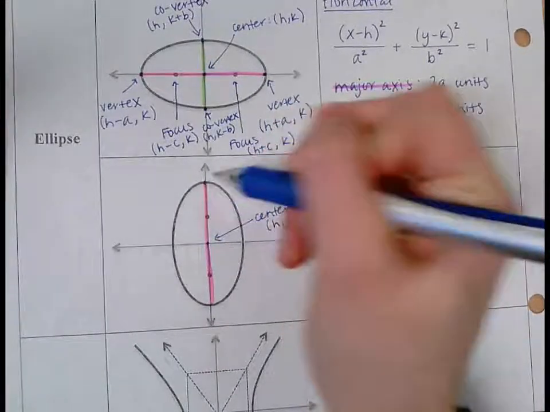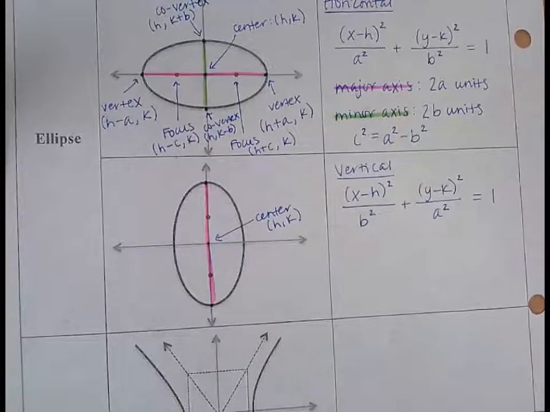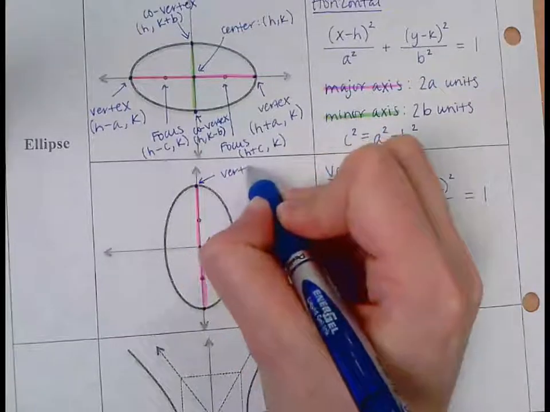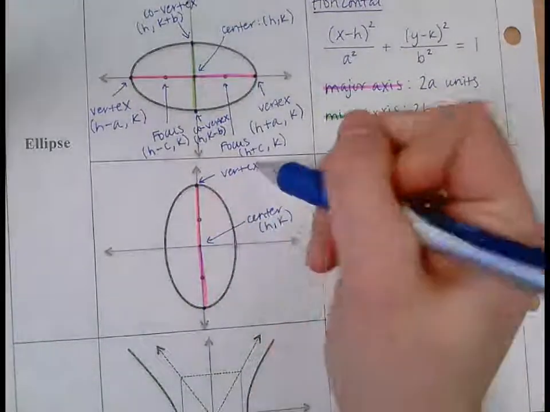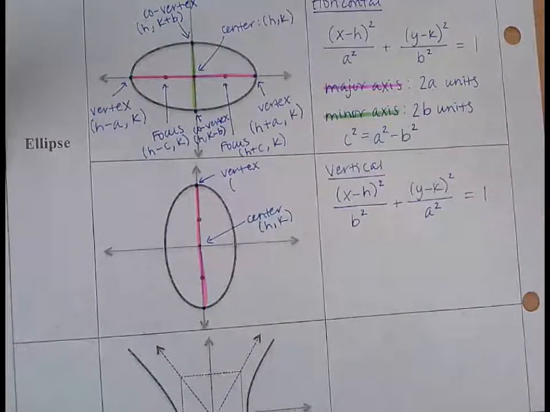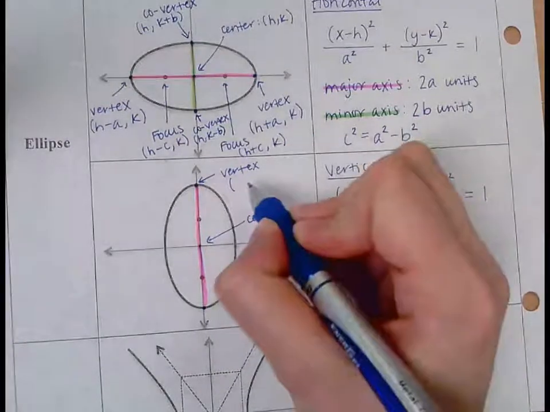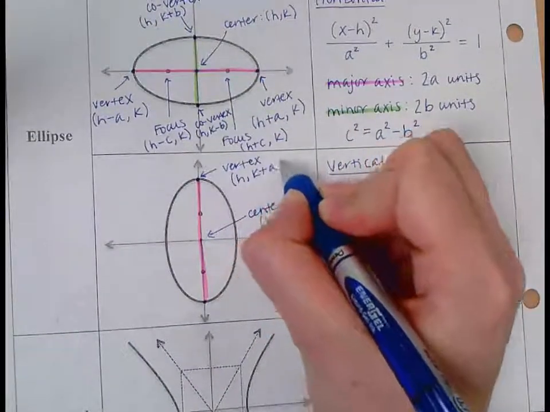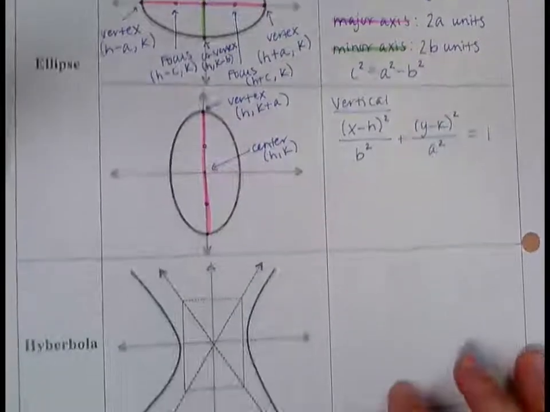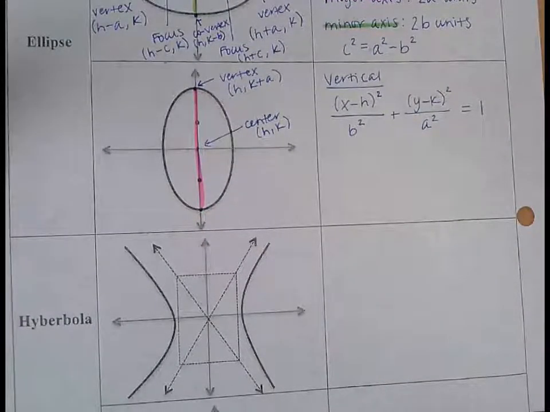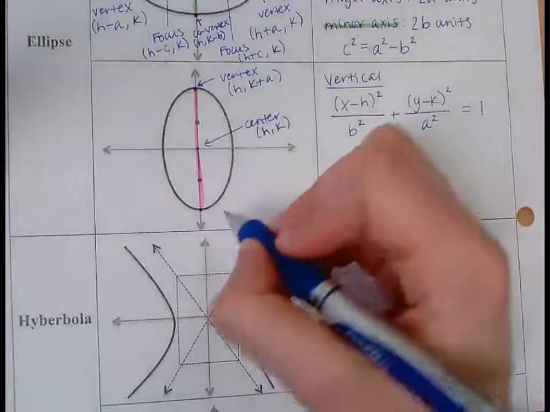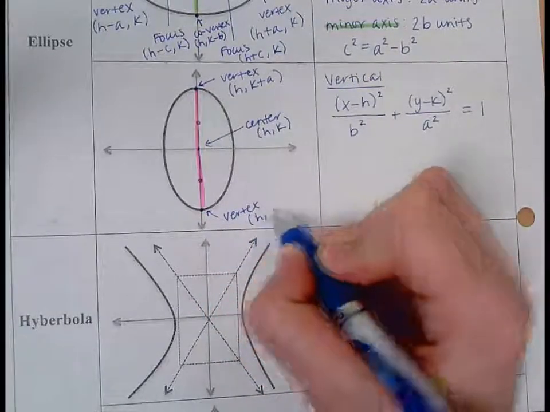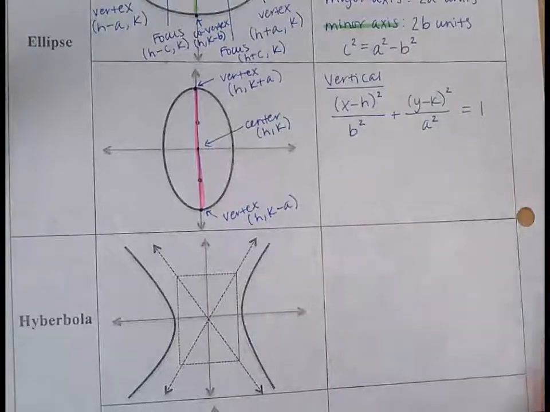The endpoints of that major axis are still the vertices. So I'm going to label the top vertex first. So this is a vertex, not a co-vertex, but a vertex. And it has the following coordinates. The x-coordinate is h. The y-coordinate is k plus a. The top vertex, x-coordinate is h, y-coordinate is k plus a. So the bottom vertex, x-coordinate is h, y-coordinate is k minus a.